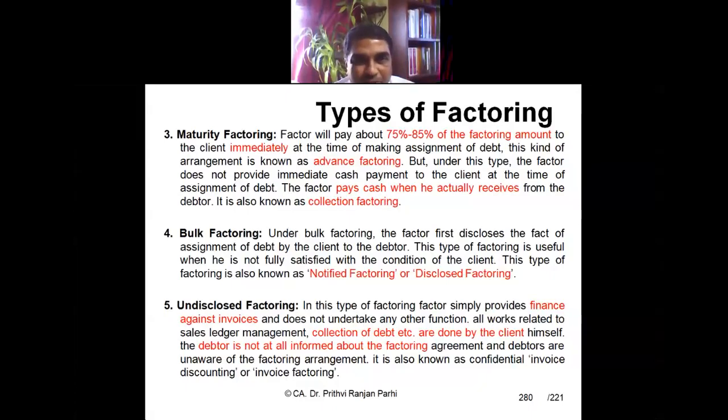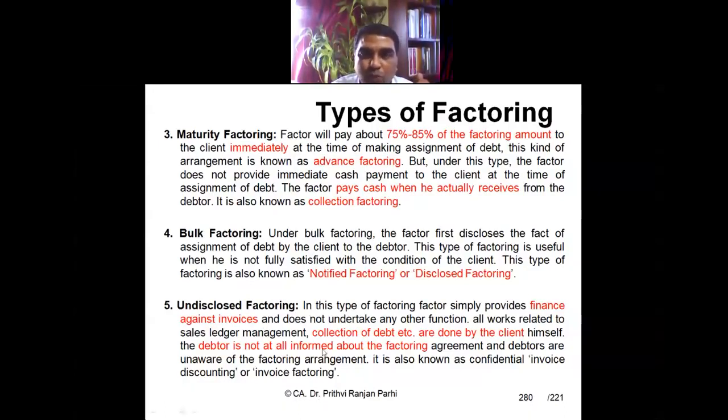Or there is one more concept, which is called bulk factoring. Bulk factoring means the factor first discloses the fact of assignment of the debt to the debtor, or you can say the debtor is notified that this particular debt is going to be factored. At the time of sale itself, he knows that he has to pay money to the factor. That is called notified factoring or disclosed factoring.